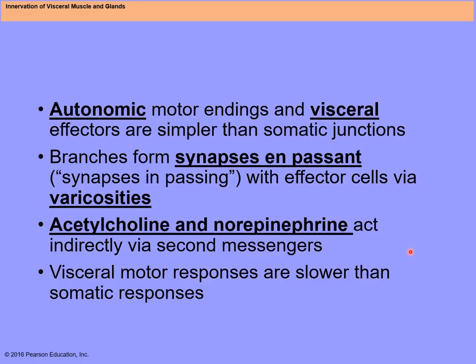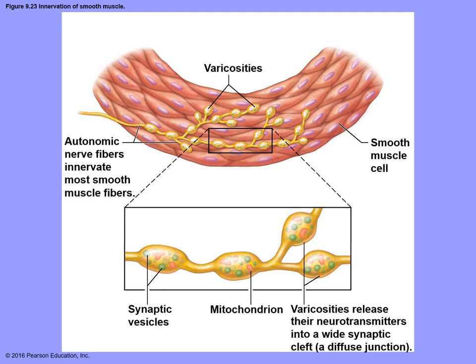Autonomic motor endings are going to be stimulating visceral effectors. They're much simpler. The branches form synapses, basically kind of what we call en passant, which is in passing. The varicosities areas. Acetylcholine and norepinephrine can act indirectly as second messengers. The motor responses with the visceral tend to be slower than your somatic. Once again, somatic, think skeletal muscle.